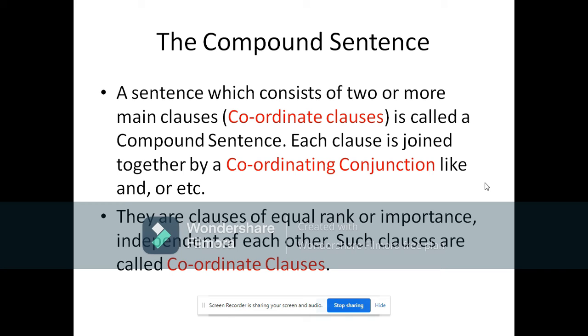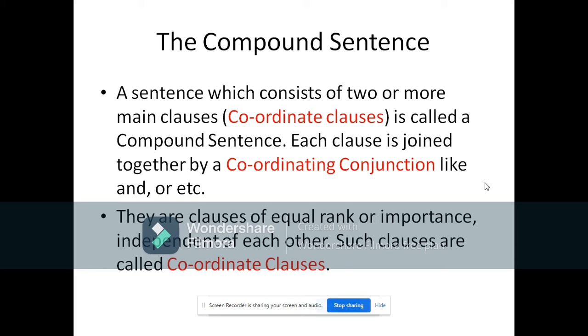Is called a compound sentence. Each clause is joined together by a coordinating conjunction like and, or, etc. So the main clauses are joined together by a coordinating conjunction like and, or, etc. They are clauses of equal rank or importance, independent of each other. Such clauses are called coordinate clauses.